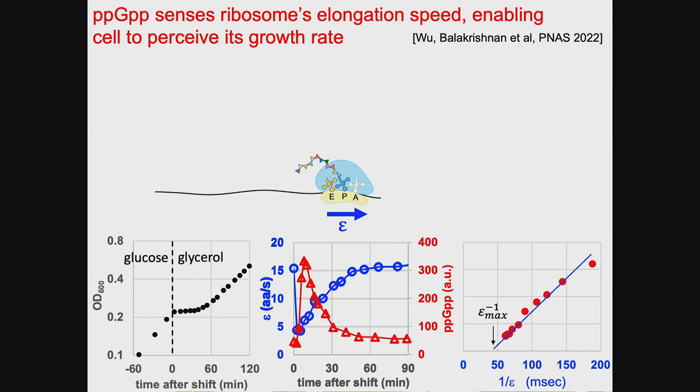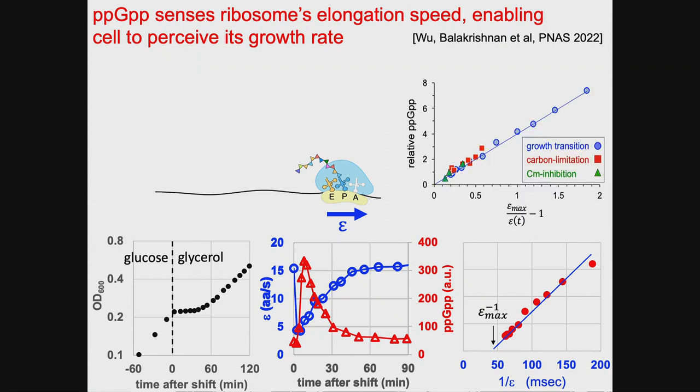Okay, so this study was done in transient, but we also did it in steady state. So steady exposure, changing the carbon source and so forth. And then these are the color symbols, okay? And this data, this line here is the blue symbol, and they lay on top of each other. So both for transient and for steady state, it's the same relation between ppGpp level and the inverse of the elongation rate. Okay? So with this data, we attempted to write down such a relation.